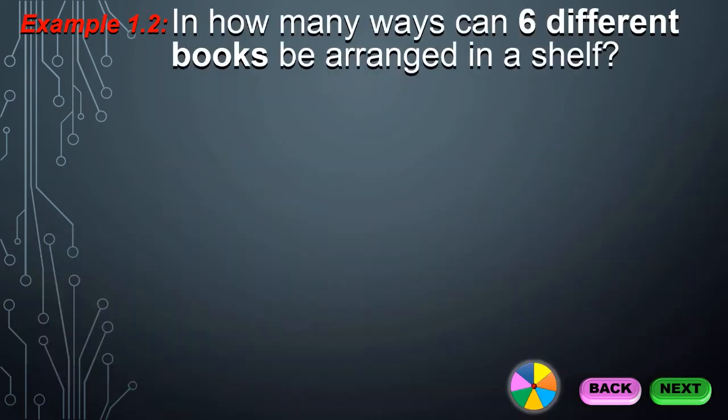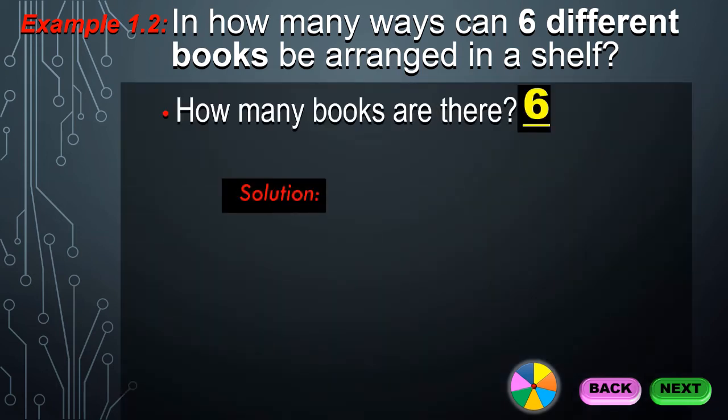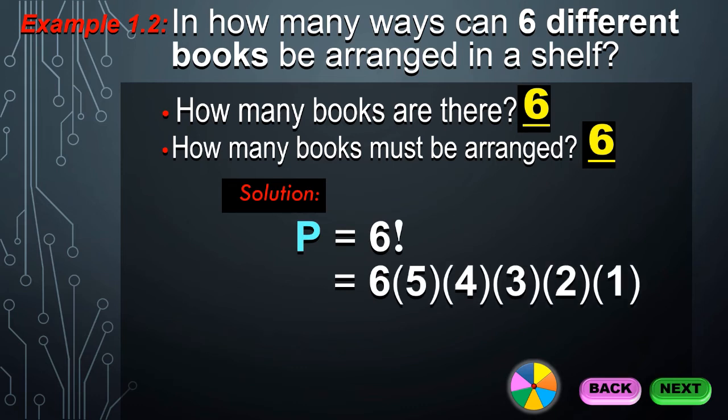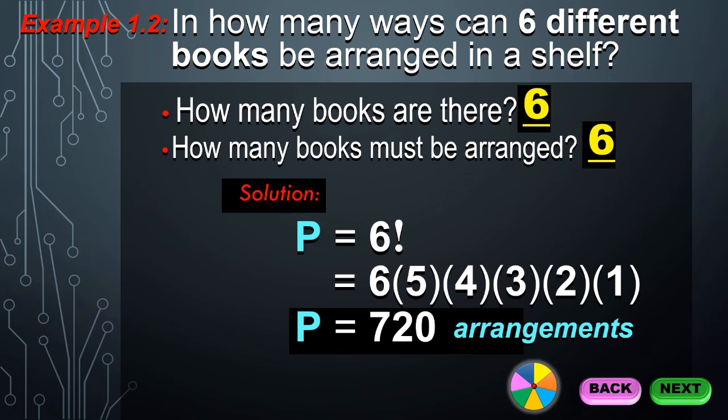Another example. In how many ways can 6 different books be arranged in a shelf? How many books are there? Yes, it has 6 books. How many books must be arranged? Again, you can arrange 6. So what will be your solution? The solution will be the permutation of 6 factorial. So 6 factorial means 6 times 5 times 4 times 3 times 2 times 1, which will give you 720 arrangements of books in a shelf.